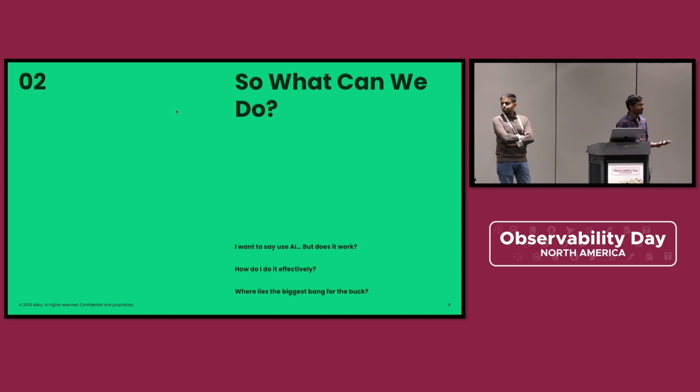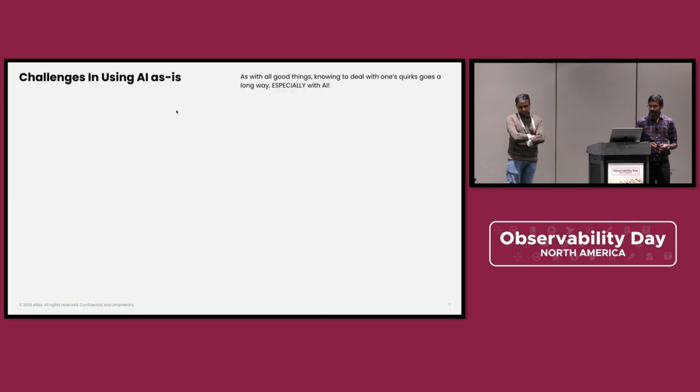Today, for everything, the standard answer is, let's use AI. Okay, let's say we do want to use AI. How do we make it work? How do we do it effectively? And what are the key areas that we can solve that offers the biggest bang for the buck? That said, using AI as is has its own challenges.